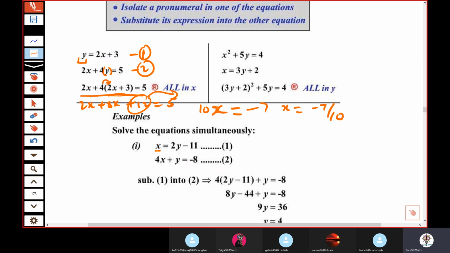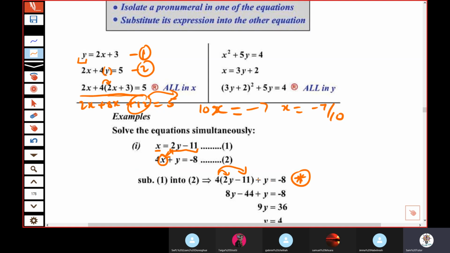What does that mean about this x here? What can I replace it for? Because x equals 2y minus 11, so I can actually replace it. X here is going to be 4 times 2y minus 11, and then plus y equals negative 8. Again, look at the only letters you've got here, Tiger. What are the only letters? Only y's. You want only one letter.